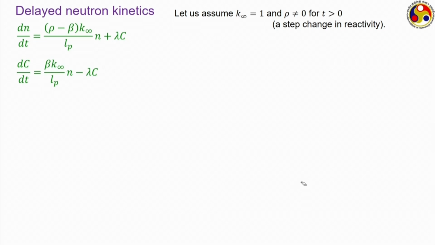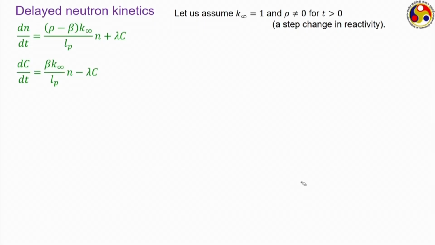That is, at the beginning, when we start our analysis, the system is working under a steady state and it is critical, so k infinity is equal to 1 and rho is equal to 0. Now, there is a step change in reactivity, that is, the reactivity changes by a very small amount, and the change in k infinity is so small that we can neglect it for most calculation purposes. But rho is a very small positive quantity for which we are going to do this analysis.